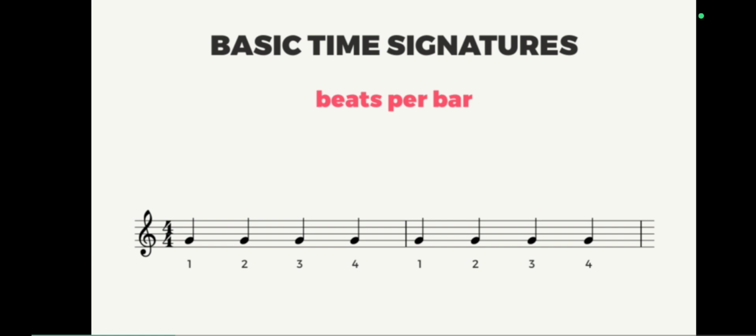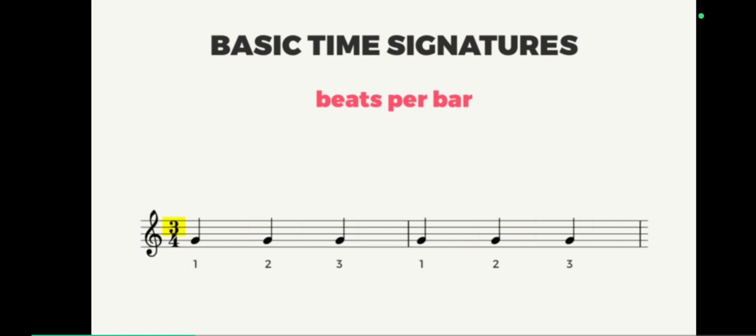Now, 4 is the most common number here, but you also come across other numbers like 3. This would mean there are 3 beats in each bar, like this. Now, less often you'll come across other numbers like 5 or 7. Whatever the number, it just tells you how many beats are in each bar.